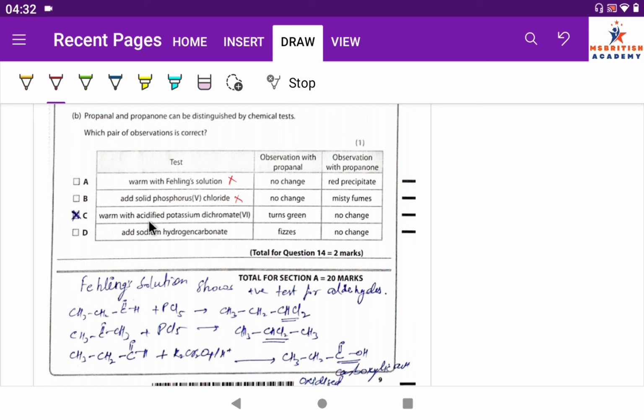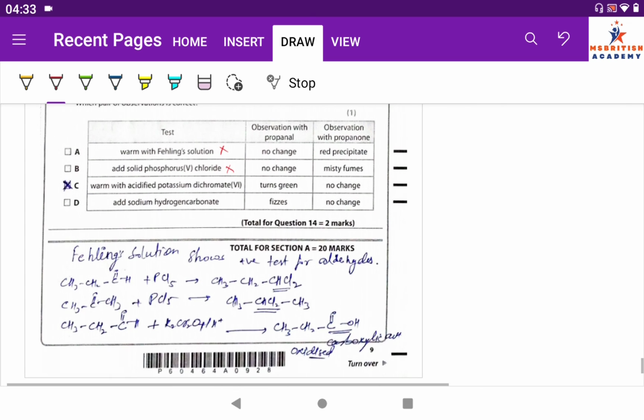Now warm with acidified potassium dichromate. When acidified potassium dichromate reacts, the propanol will be oxidized to form a carboxylic acid. It will turn green, but propanone won't change. So it will not show any changes. So option C is correct.